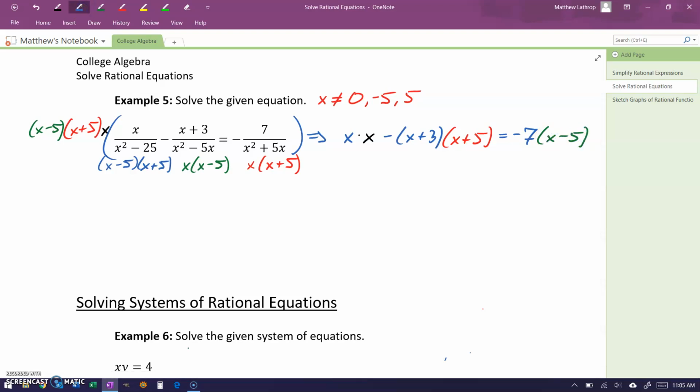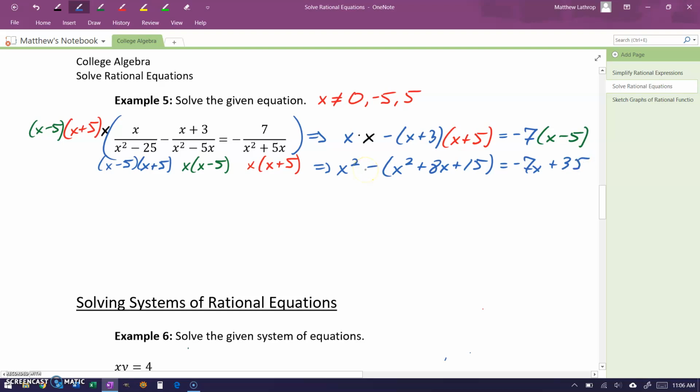Multiplying through by the common denominator eliminated all expressions in our denominator, so we no longer have rational expressions to deal with, and we can multiply through to simplify and start combining like terms. So what we have is x squared minus x squared plus 8x plus 15 equal to -7x plus 35.